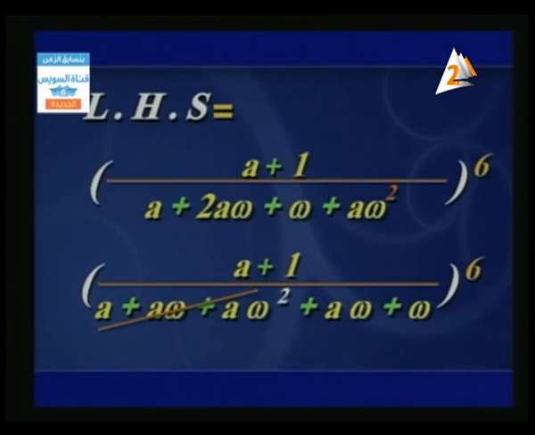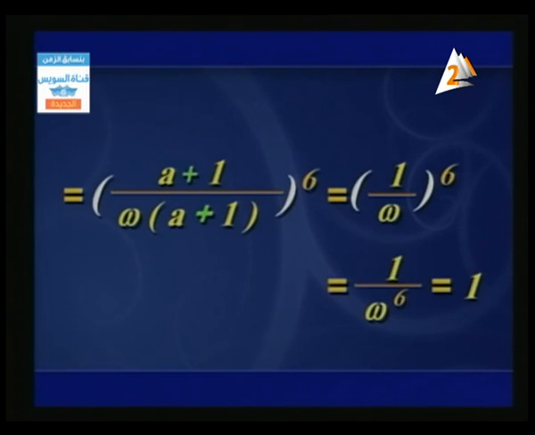And a + aω² equals 0. Therefore, ((a + 1)/(ω(a + 1)))^6 equals (1/ω)^6 after cancelling a + 1 with a + 1, equals 1 over ω^6 equals 1.